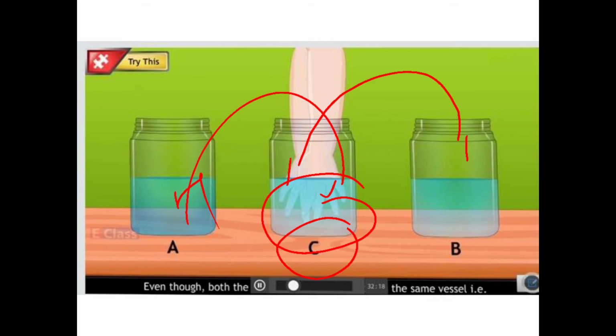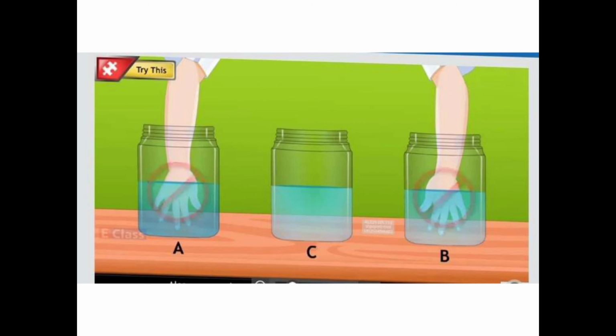So we should have some particular instrument through which we can measure the temperature. So some device is required. So thermometer is one of these devices.